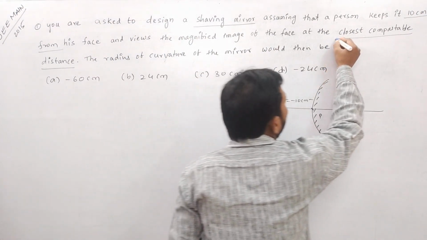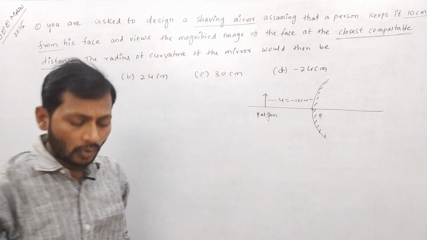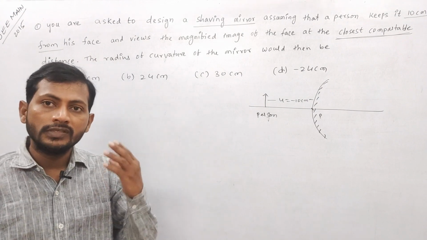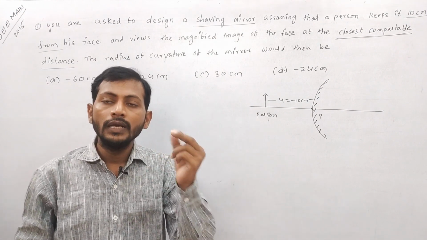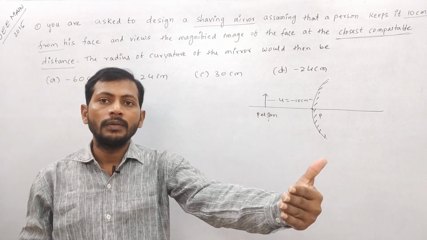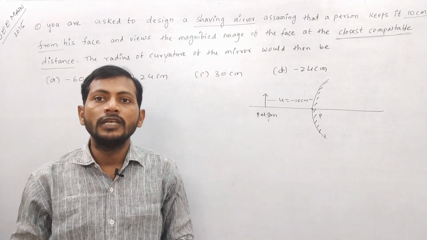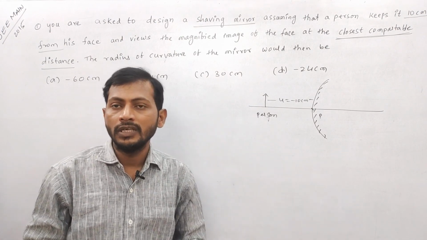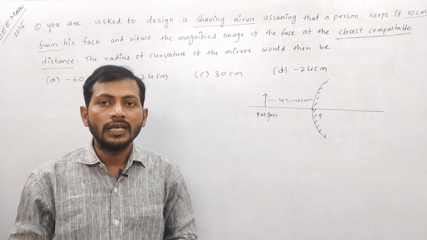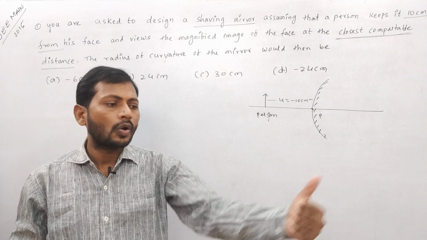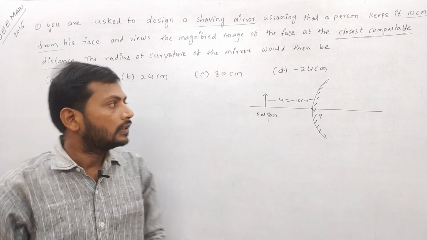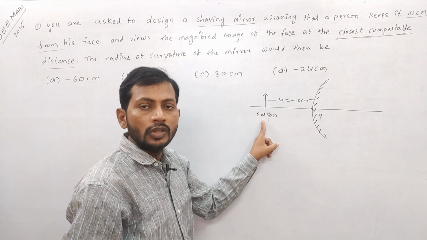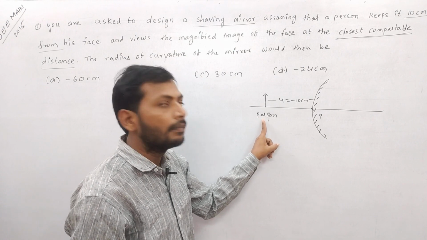You have to understand this properly. What is meant by closest comfortable distance? We know that in ray optics, when we discussed the human eye, the normal distance to see an object is 25 centimeter. If the object distance from our eye is less than 25 centimeter, we are not able to see clearly. That's why it is generally called the closest point for the eye. So if this person wants to see the image, the closest distance from him should be 25 centimeter.